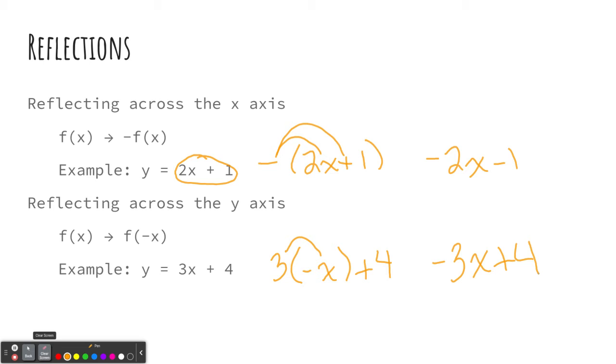The main difference here is for the first one, we had to distribute the negative into both terms. In the second one, only the x becomes negative.